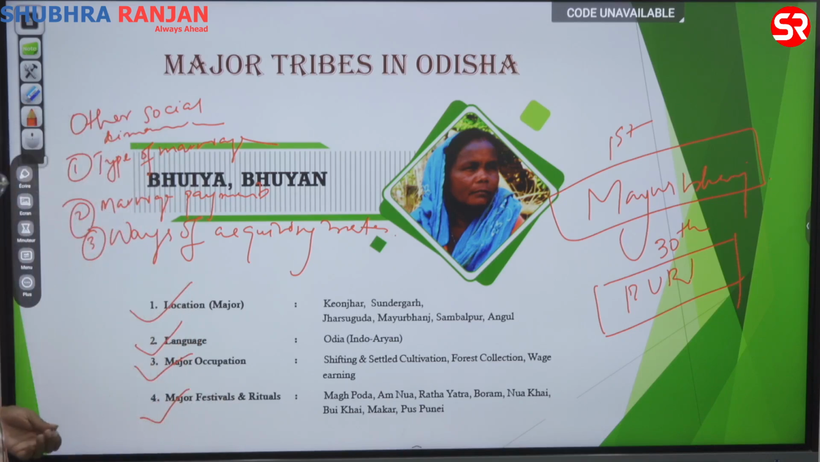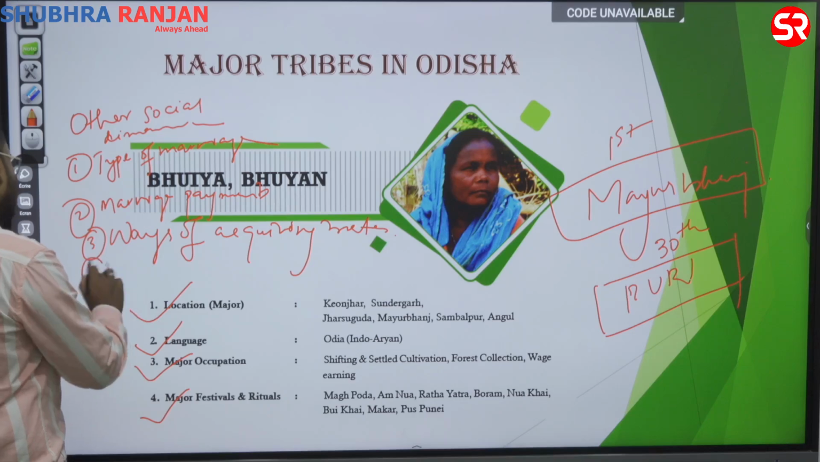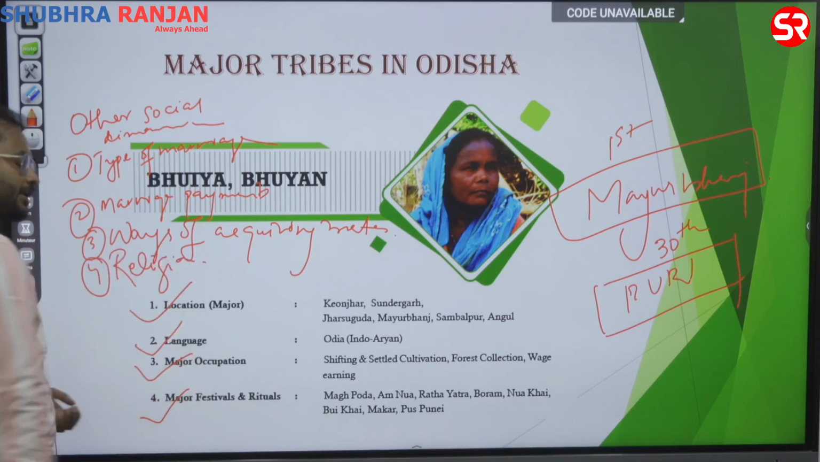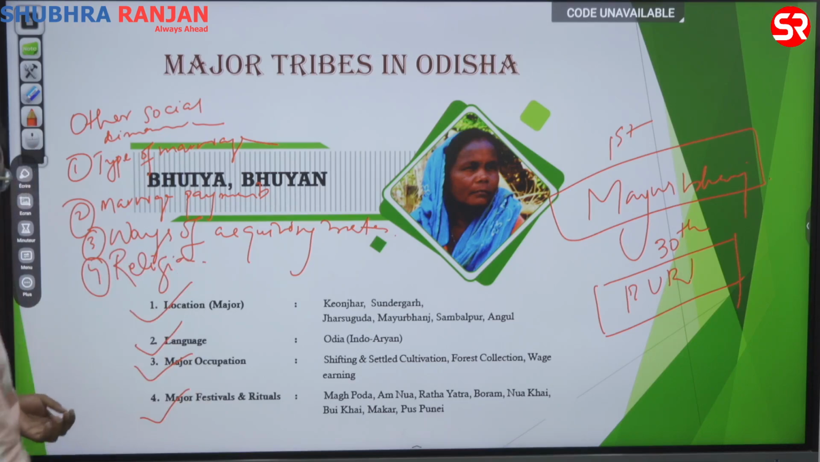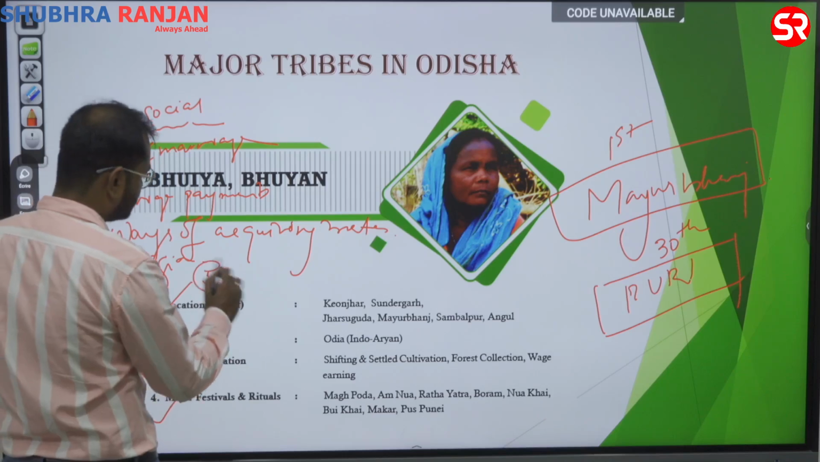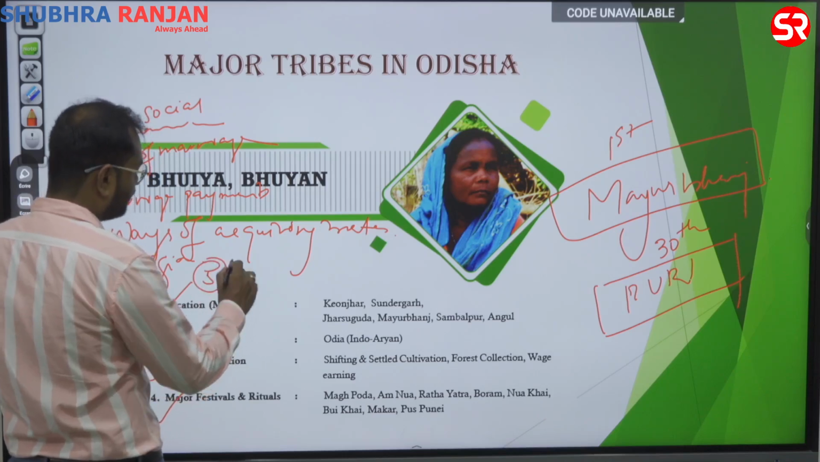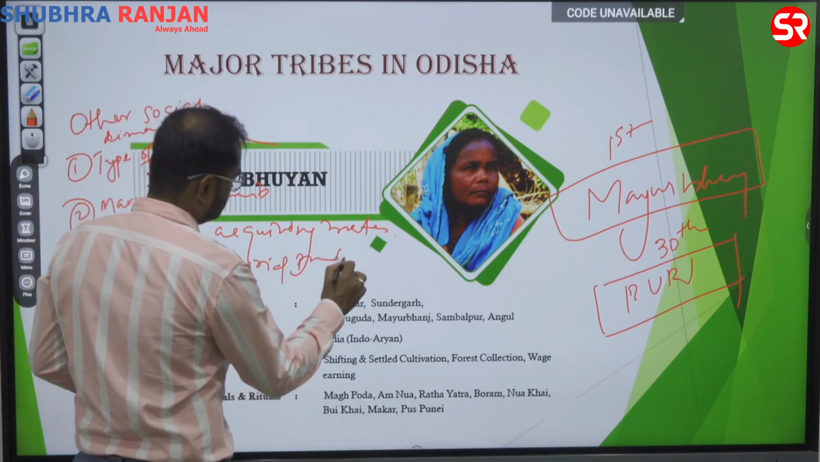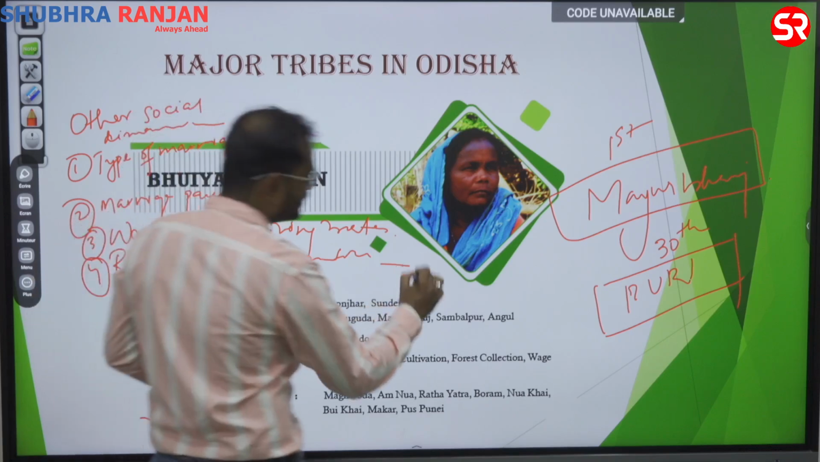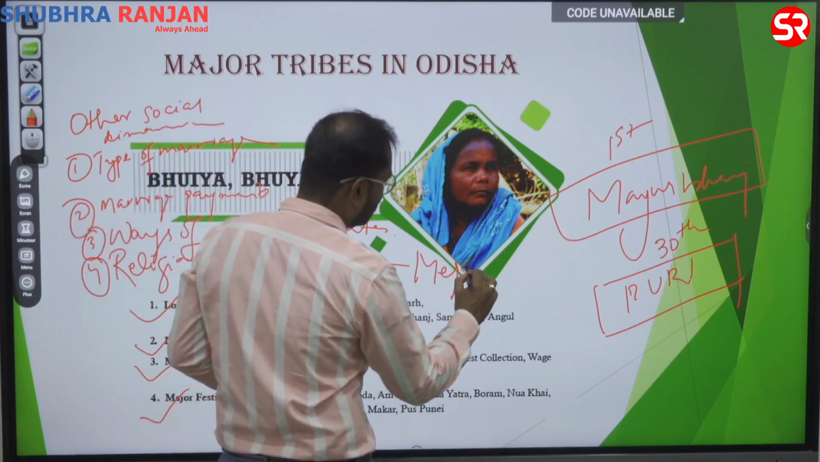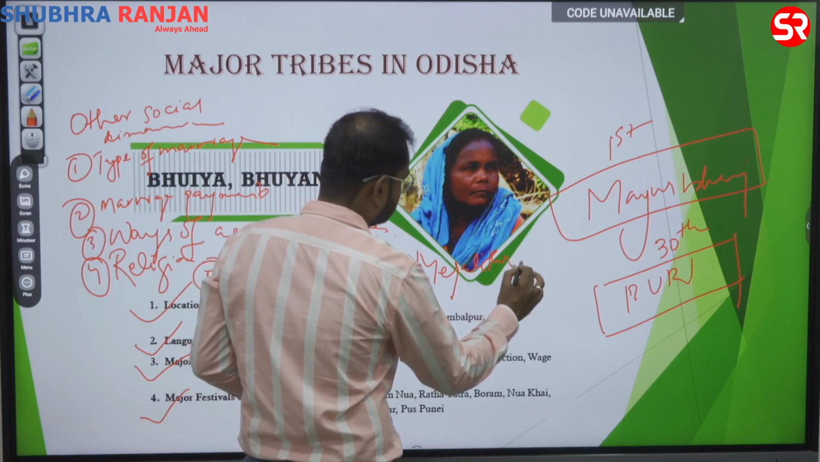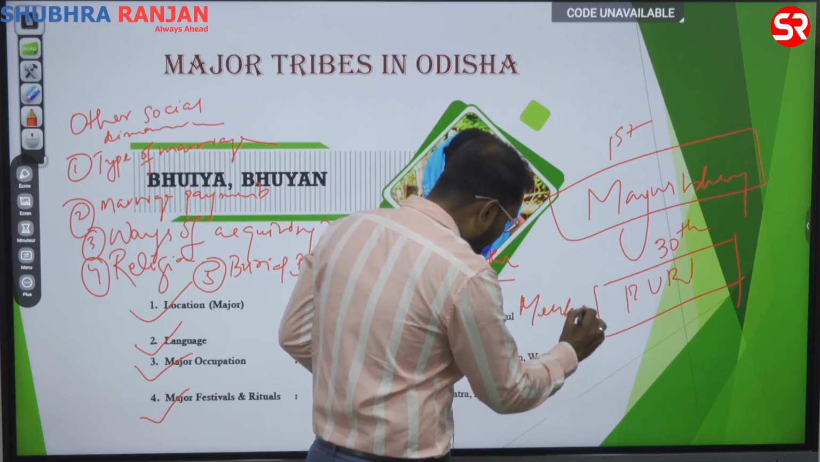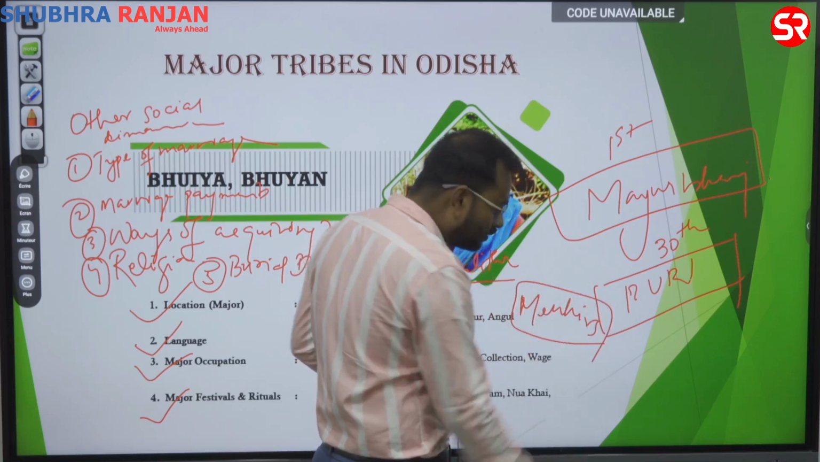The next thing is religion. What kind of religion do they follow? Fifth is burial practices, because many such tribes still have a megalithic tradition. You will see many tribes which have erected menhirs, dolmens.